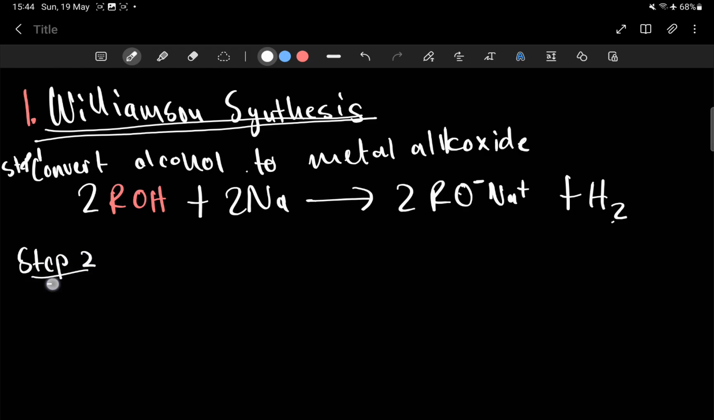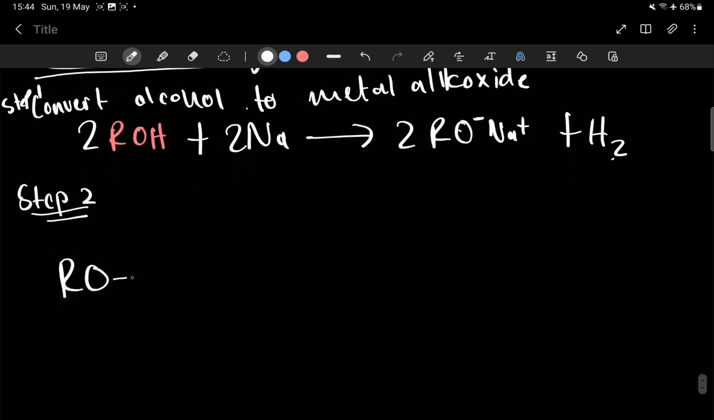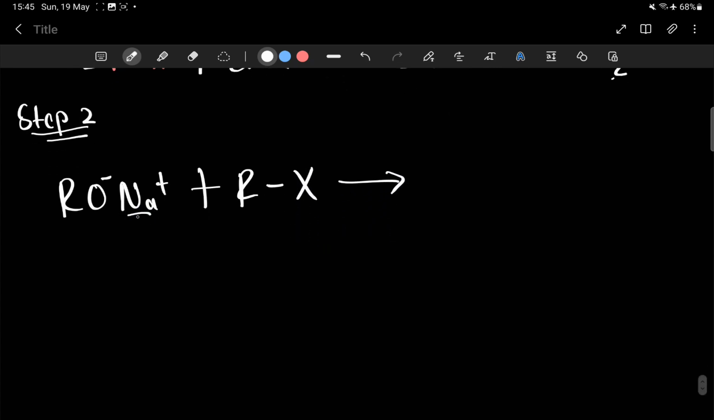In step 2, what you're going to do is react the alkoxide with a haloalkane. So I'm going to take my alkoxide, RO minus Na plus. This reacts with a haloalkane, which is an R and an X. What you're going to get now is this Na takes the X and they go away together. So I'll get RO, R prime. Let's call this R prime, so it's R prime with an X. So now this RO meets the R prime, and then we have the NaX leaving.